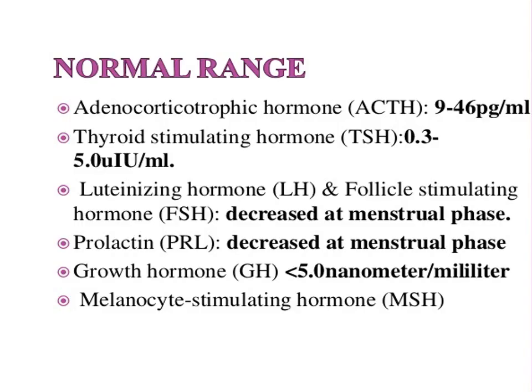These are the normal ranges of hormones in the blood. Luteinizing hormone and follicle stimulating hormone levels in the body decrease at the menstrual phase, and prolactin also decreases at the menstrual phase.